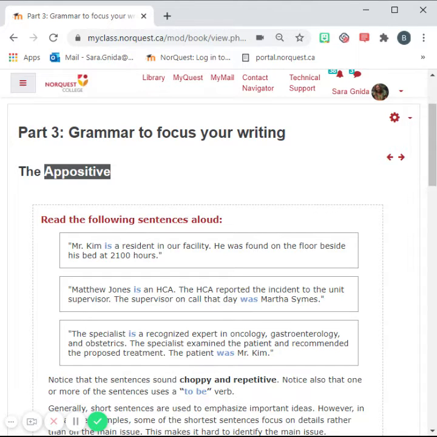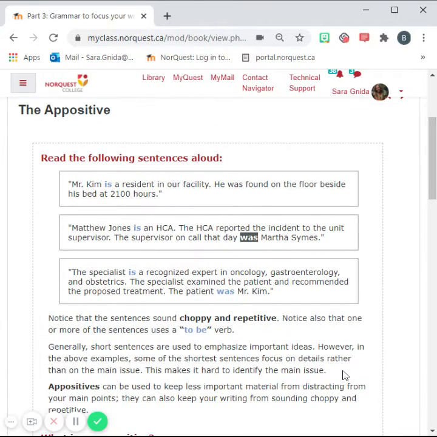I don't know if you noticed, but the sentences sound really choppy and repetitive. And it's hard to figure out what the main point is here. Notice that also one or more of the sentences uses the verb to be. You can see is, Matthew Jones is, the supervisor was Martha Symes. So generally, we use short sentences to emphasize important ideas. So when you see a short sentence, it's an important idea.